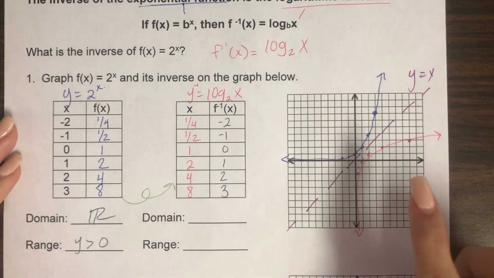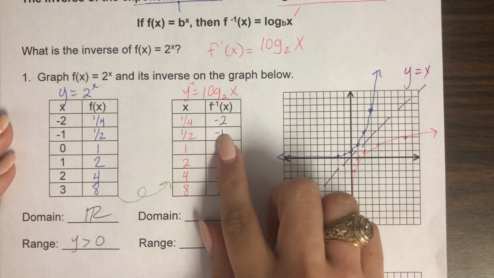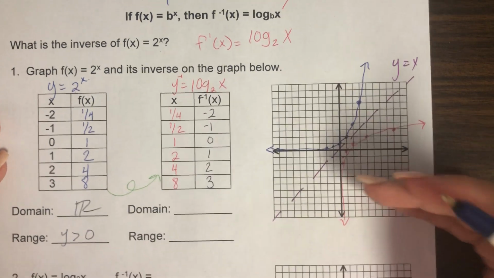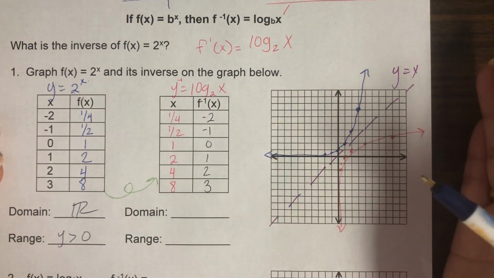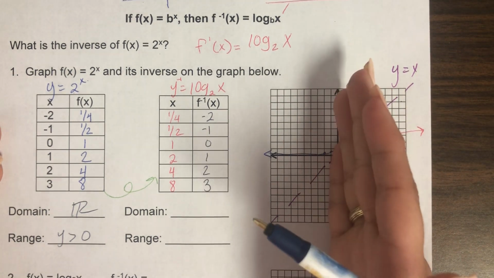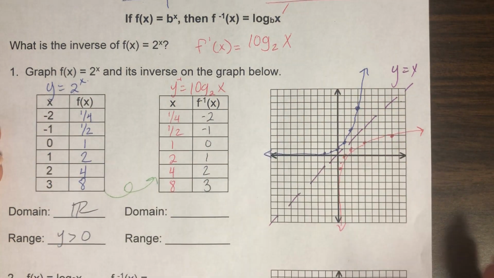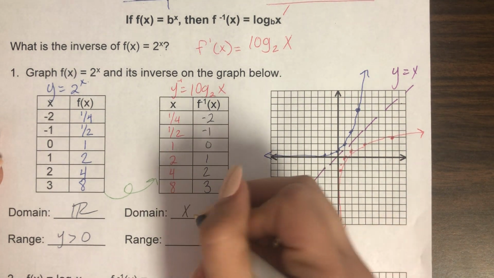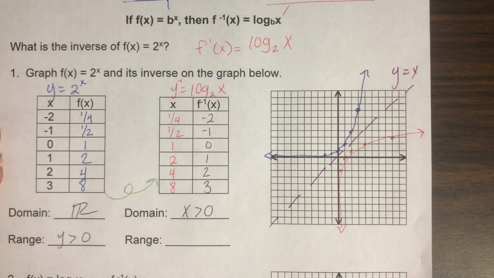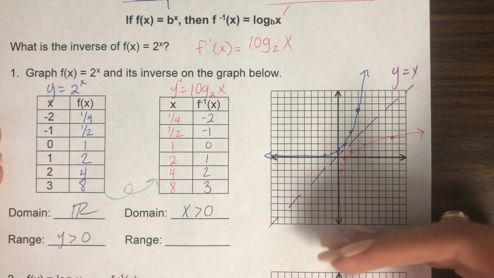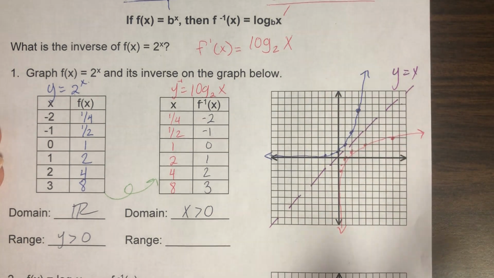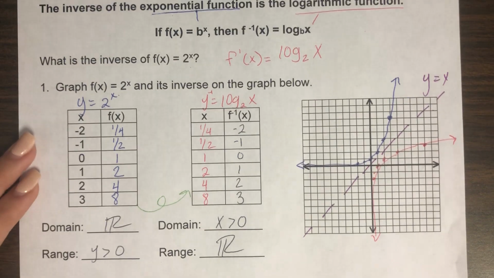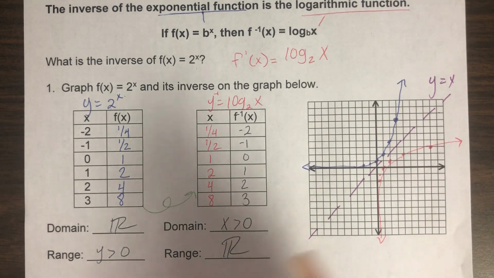If we take a look at our inverse function, the log one, it's going to be similar. So for domain, we read it from left to right. But in this case, we're not going to go anywhere in our negatives. So it is only going to be x greater than 0. Range, from bottom to top, it's going to touch every single value. So all real numbers.